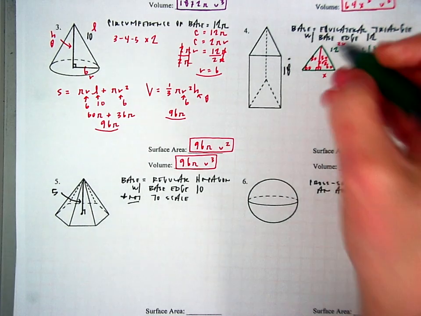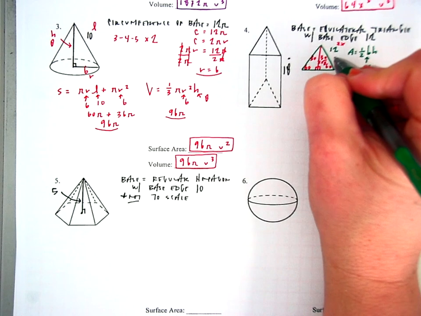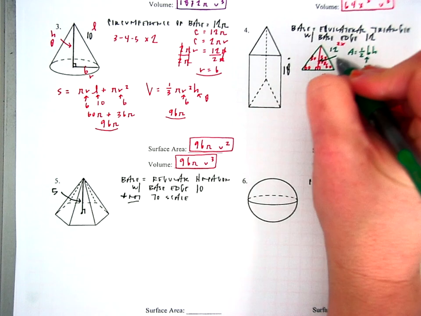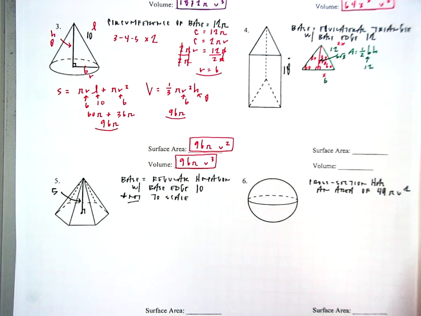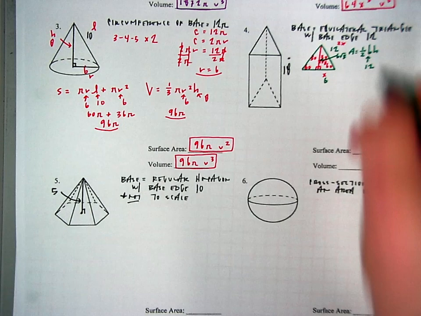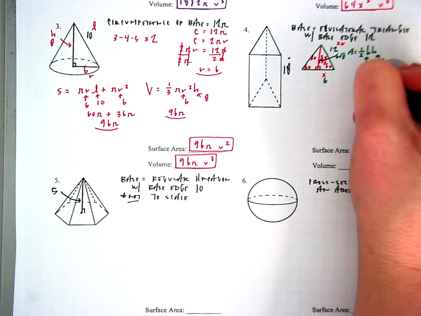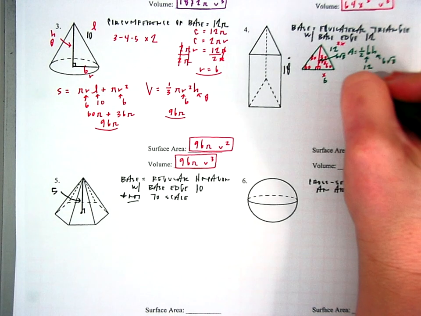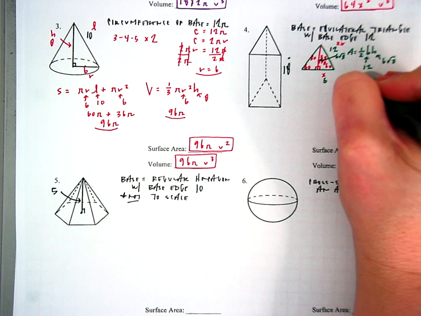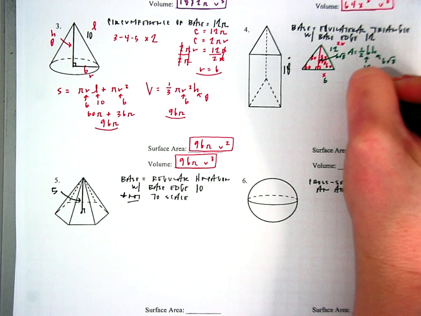So that means that this part right here would be 6, and that height that I wanted is 6 root 3. Okay, so I'm going to plug in a 6 root 3 right here for the height. Half of 12 is 6. 6 times 6 is 36 root 3 units squared.